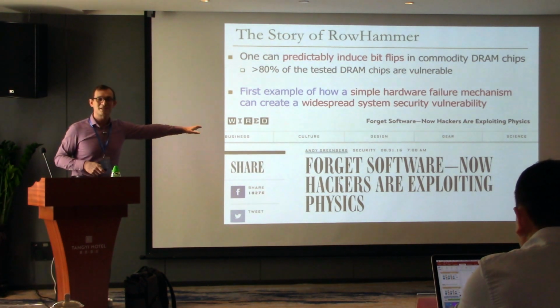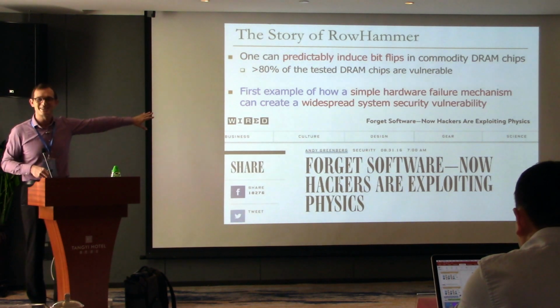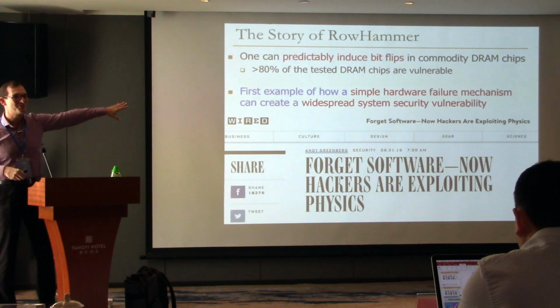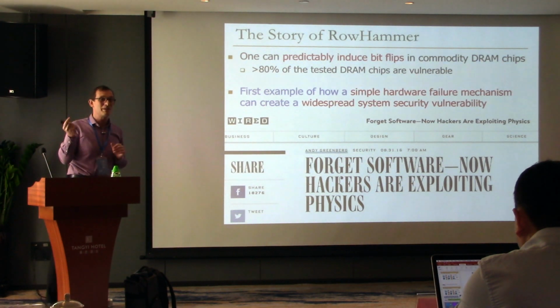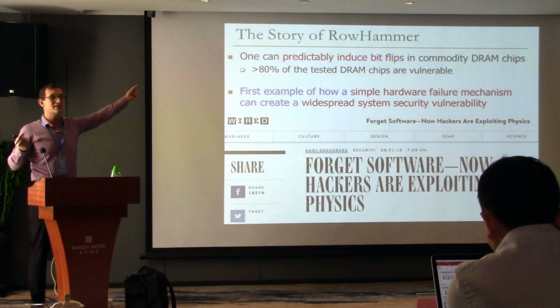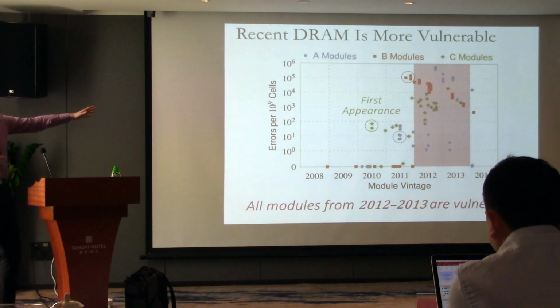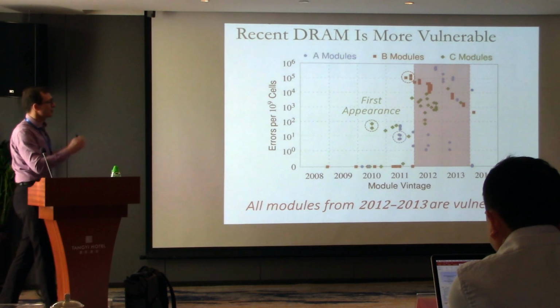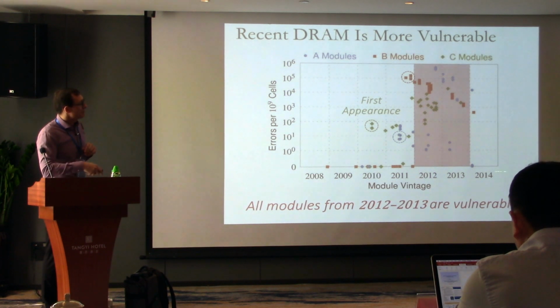And as a result, people are writing articles that look like this. "Forget software. Now hackers are exploiting physics." I like this one because this is written by a Wired reporter, and I think this really gets to the heart of the issue. It's really about a physical problem that's going all the way to threaten the security of systems that we design today.